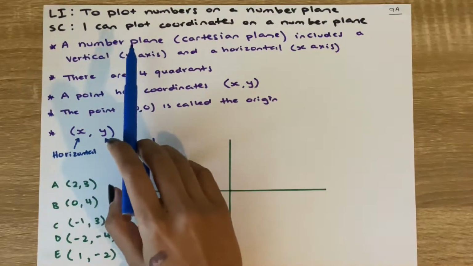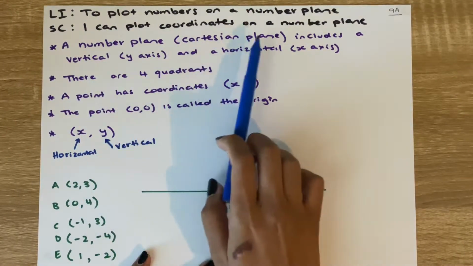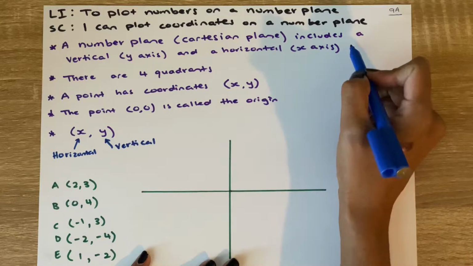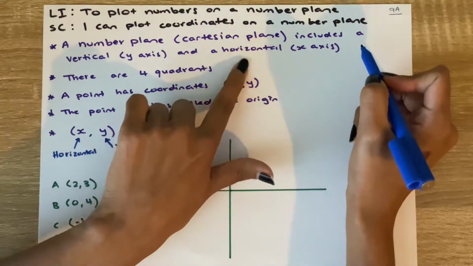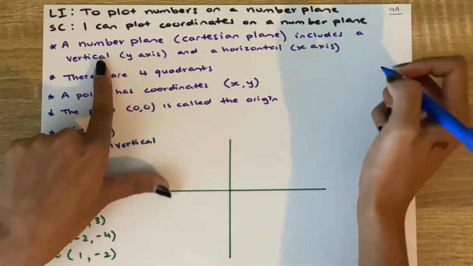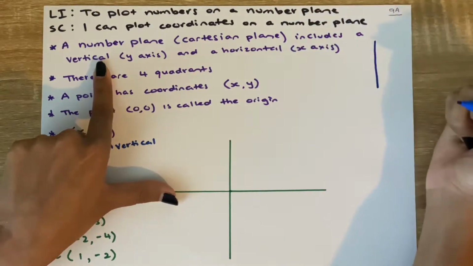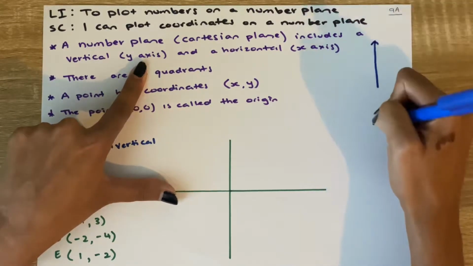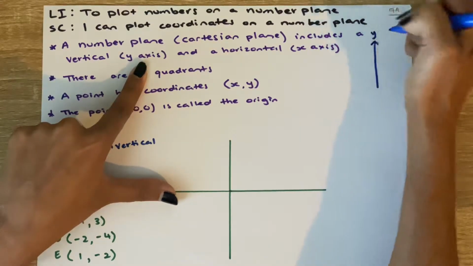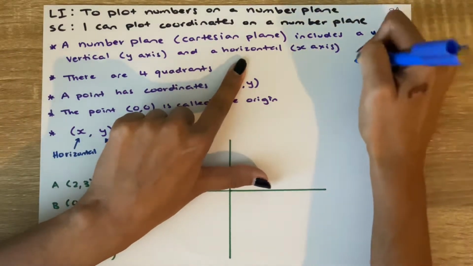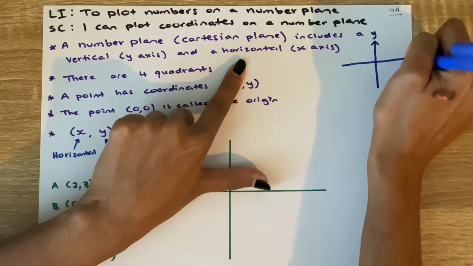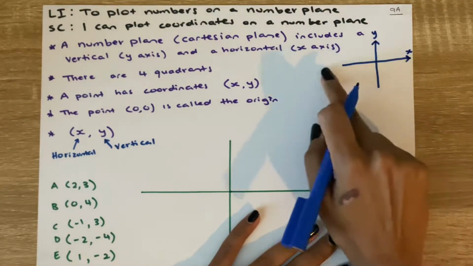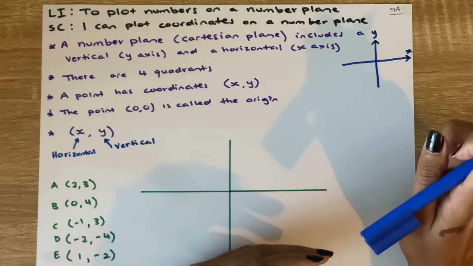So another name for a number plane is also a Cartesian plane. Now, a Cartesian plane or a number plane has a vertical axis and a horizontal axis. So our vertical axis goes this way, and we call that our y-axis, okay? So any numbers on here are our y value, so we're going to label it y, and a horizontal axis, so a line going this way, all right, that is our x-axis, so we're going to label that x. So any values along our horizontal are our x values.